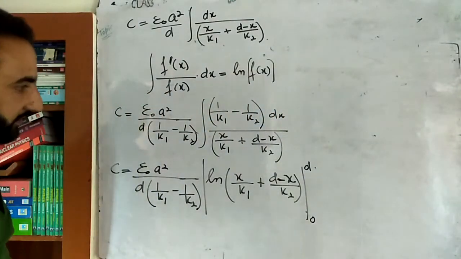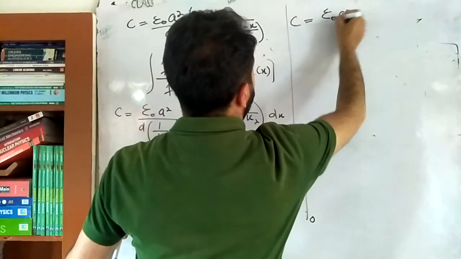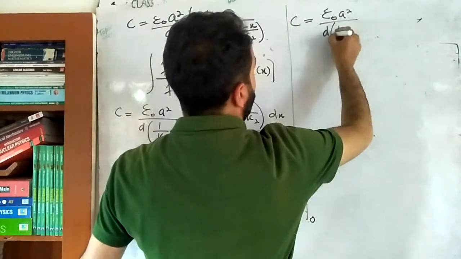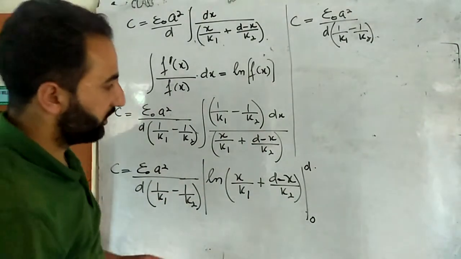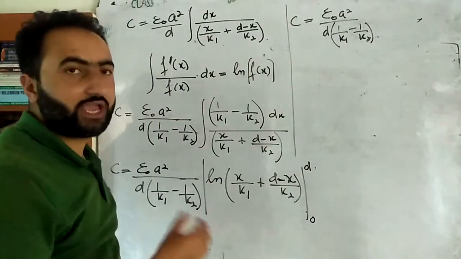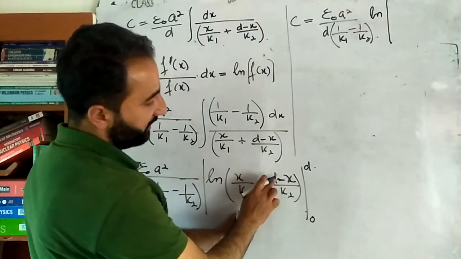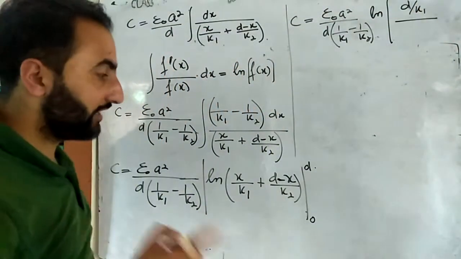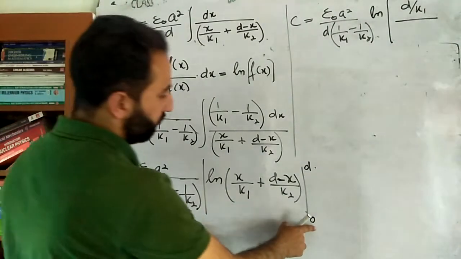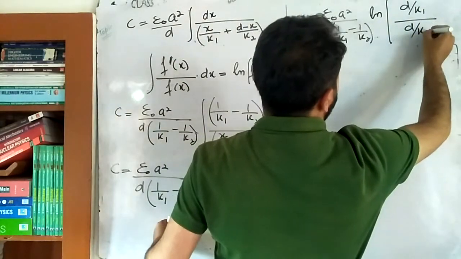Now, upper limit minus lower limit. So it will be like this: this is C, where C will be equal to epsilon naught multiplied by A square divided by d, and here it is (1/k1 - 1/k2). Then ln of upper limit minus ln of lower limit, and we know that ln m minus ln n is equal to ln of m by n. First use the upper limit, x = d, so it will be d by k1, and the d minus d term is equal to 0, so simply it's d by k1. Then for the lower limit, x will be 0, so this will be d by k2.